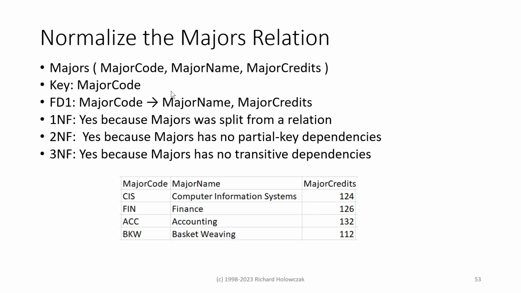How about the majors relation? Major code is the key determining our major name and major credits. It's in first normal form because it was split from a relation. It's in second normal form because major code is only a single attribute, so there's no partial key dependencies. And yes, now majors is in third normal form because it has no transitive dependencies. You can't have a transitive dependency if you only have one functional dependency. So this will be our final majors relation.